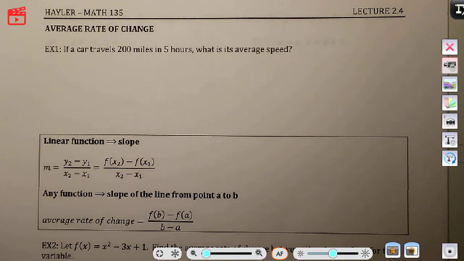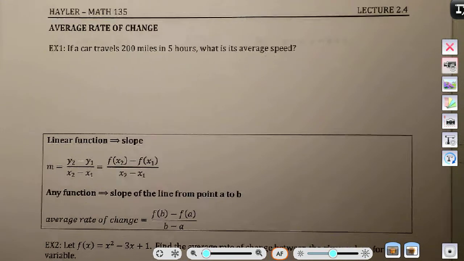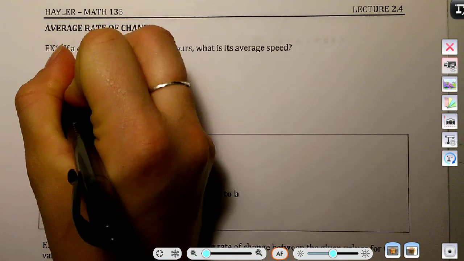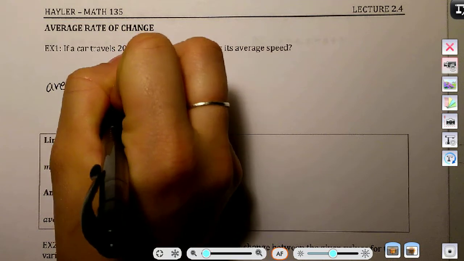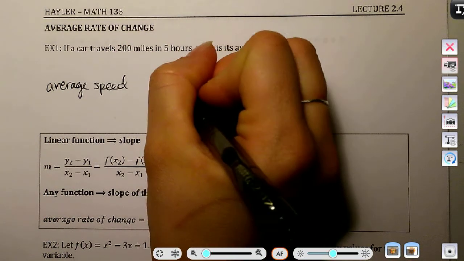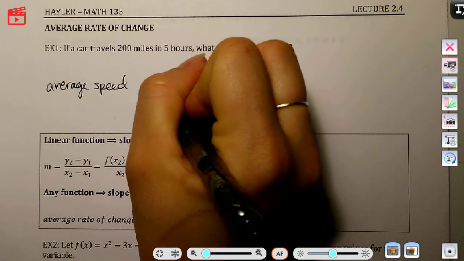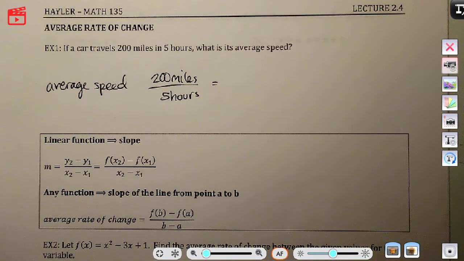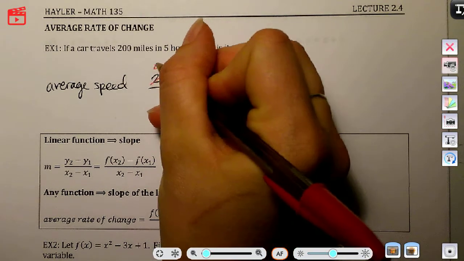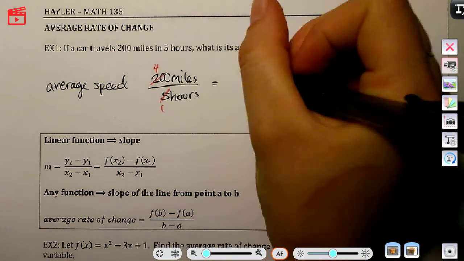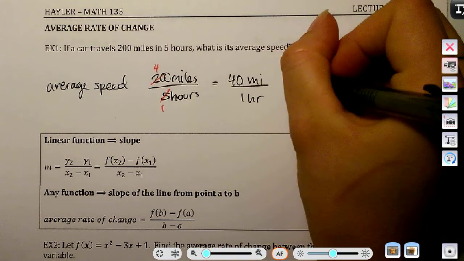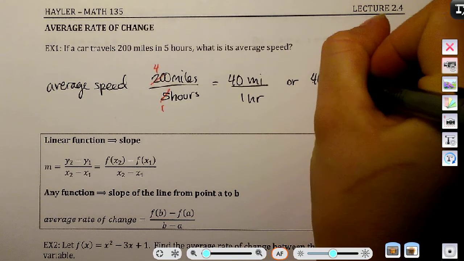All right, so here we go with the average rate of change. So, first example. If a car travels 200 miles in 5 hours, what is its average speed? Well, what we're just going to do for average speed would be the 200 miles divided by 5 hours, which would be, let's see, 5 can go into 20 4 times. So that's going to be 40 miles in 1 hour, or 40 miles per hour.